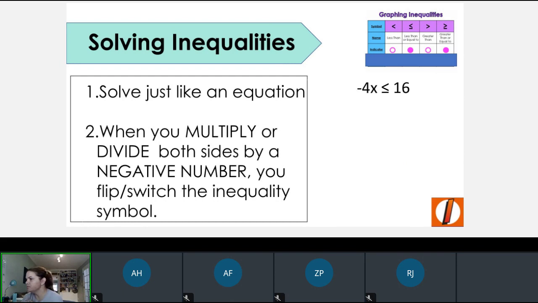Okay, so now we're going to talk about solving inequalities.